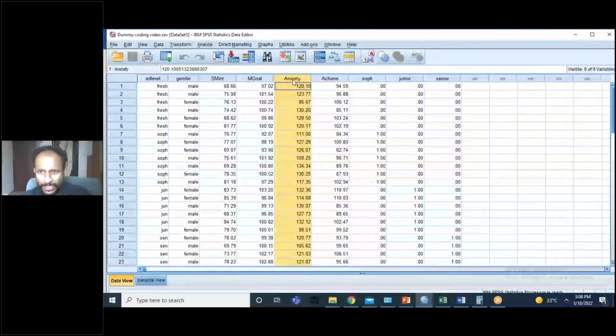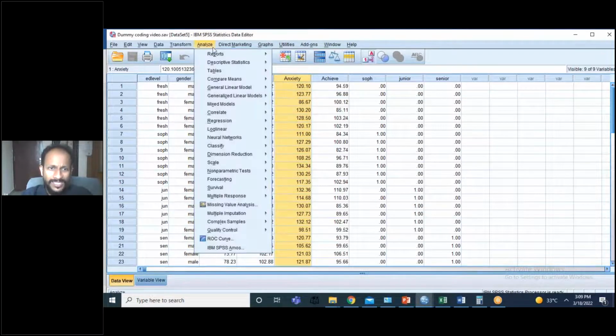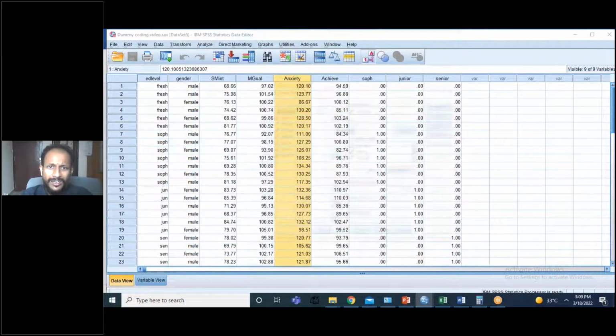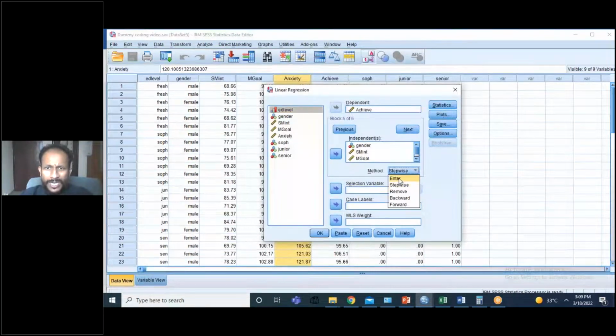Now, what I am teaching here is, when you are considering all these independent variables, and all these independent variables are acting on or impacting the achievement, that is multiple linear regression. How do we do it? We go to analyze, regression, linear, we choose all these options and we choose this enter. Click on OK, you will get the output, and whatever we discussed yesterday. This is multiple linear regression.